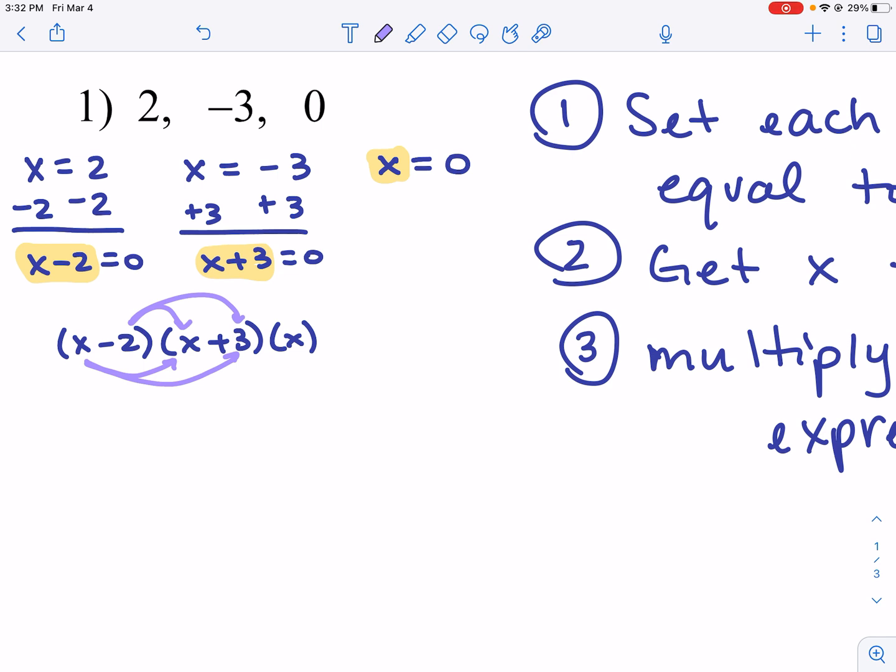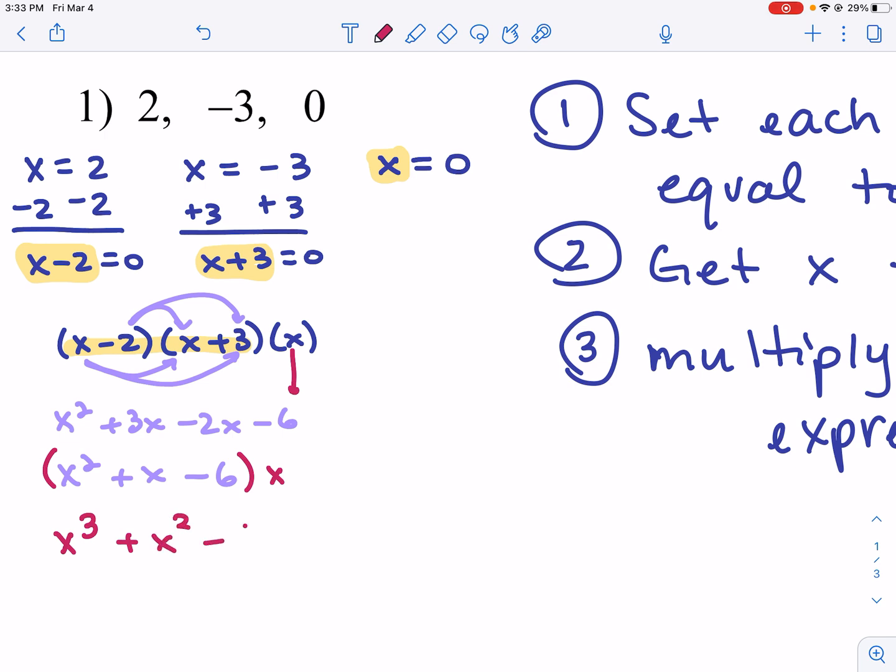It doesn't really matter, but essentially we are left with x squared plus 3x minus 2x and minus 6. And when you combine, you get x squared plus x minus 6. That answer is just from the multiplication of these 2 things. I now am going to have to drop down the x value. So if I distribute the x to those 3 terms, I'm left with x cubed plus x squared minus 6x. This is my polynomial that produces those 3 zeros.